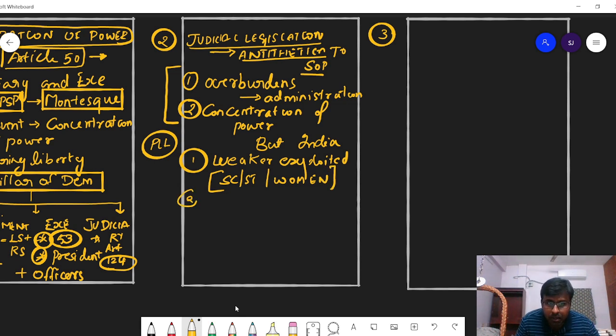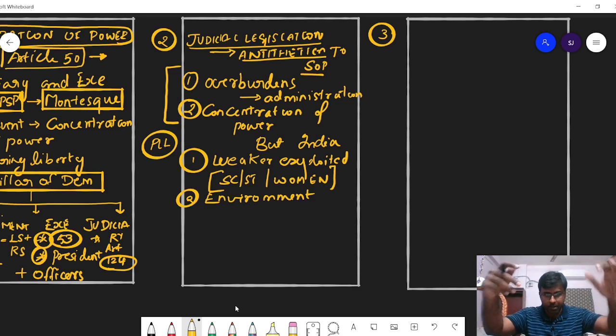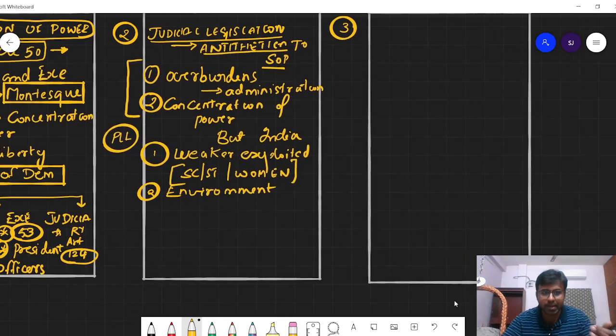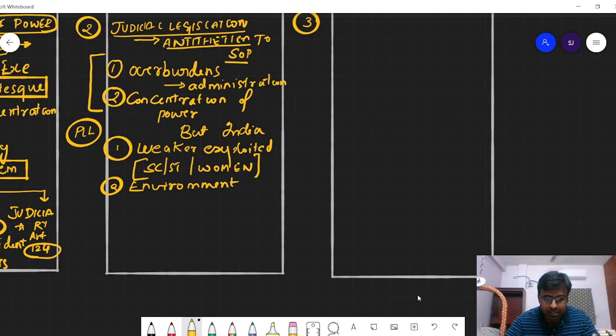Second, environment gets exploited. And many others. They have to now justify why PIL is there. Antithetical to judicial legislation, yes, that we have written, overburdens, concentration of power. But now we are going to the next step, public interest litigation. So we have to justify things, right? But in that justification, you have to see, this is the point.